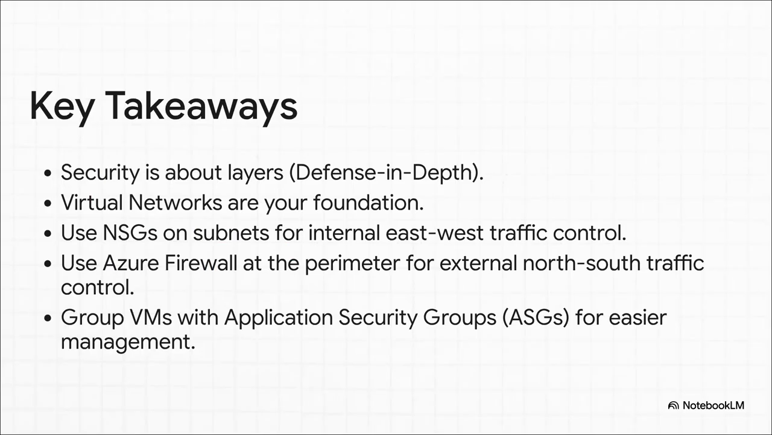So let's boil this all down. What are the key things you've got to walk away with? First, security is all about layers, defense in depth. Second, your virtual network is the foundation for everything. Third, use NSGs on your subnets to control that internal east-west traffic. Fourth, use Azure Firewall at the edge for your external north-south traffic. And finally, to make your life sane, use application security groups to group your servers and target your rules.